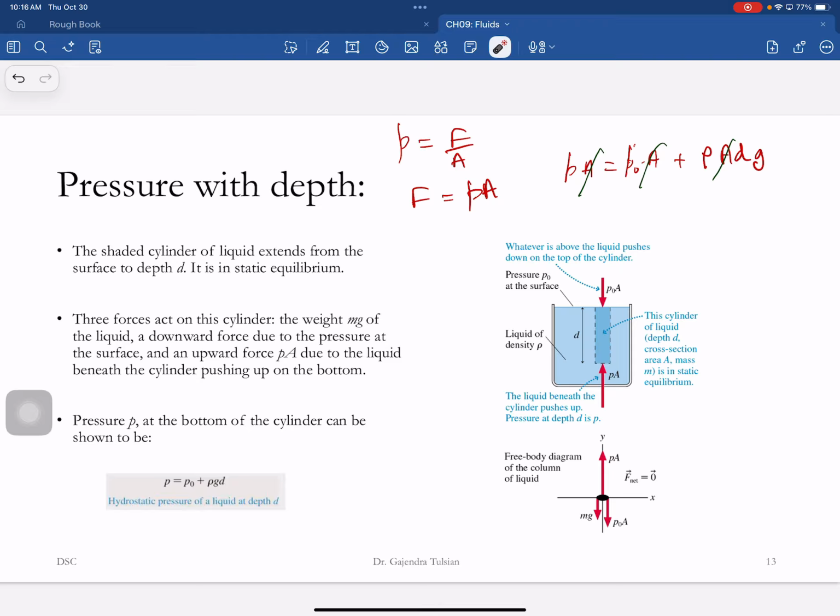Okay. So like I said, this is P, a different symbol, that's rho. Okay. So this is pressure at depth, this is atmospheric pressure. Rho is the density of whatever fluid. Okay?